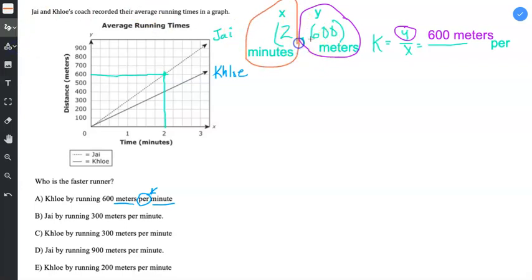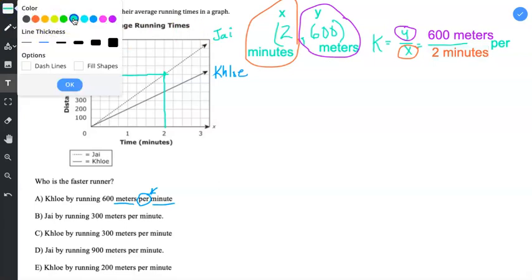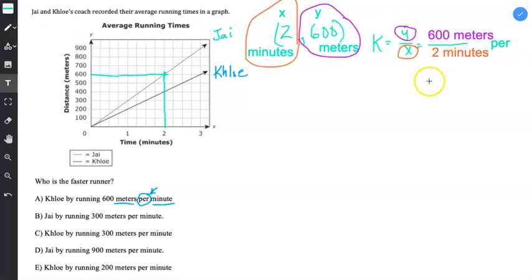The x value is 2 minutes. So 600 meters per 2 minutes. Currently, this is a rate, but it's not a unit rate. For it to be a unit rate, the denominator would have to be 1. So we're going to do what this formula says to do.